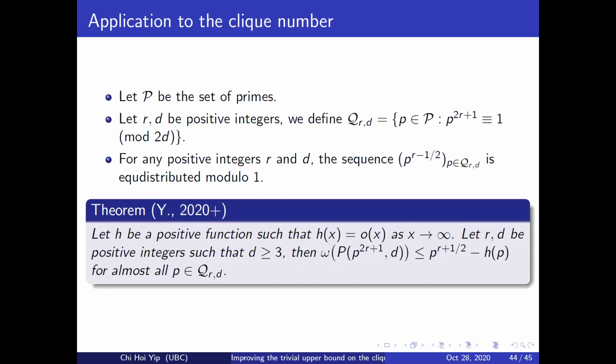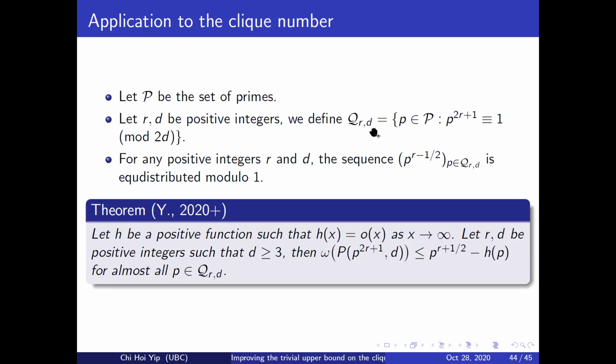And to be precise, we can define this capital P to be the set of primes, and we can define QRD to be the set of primes such that p to the r, 2r plus 1 is congruent to 1 modulo 2d. So the definition of this QRD is just we want the parameter Q to be congruent to 1 modulo 2D. So that should be a natural definition.